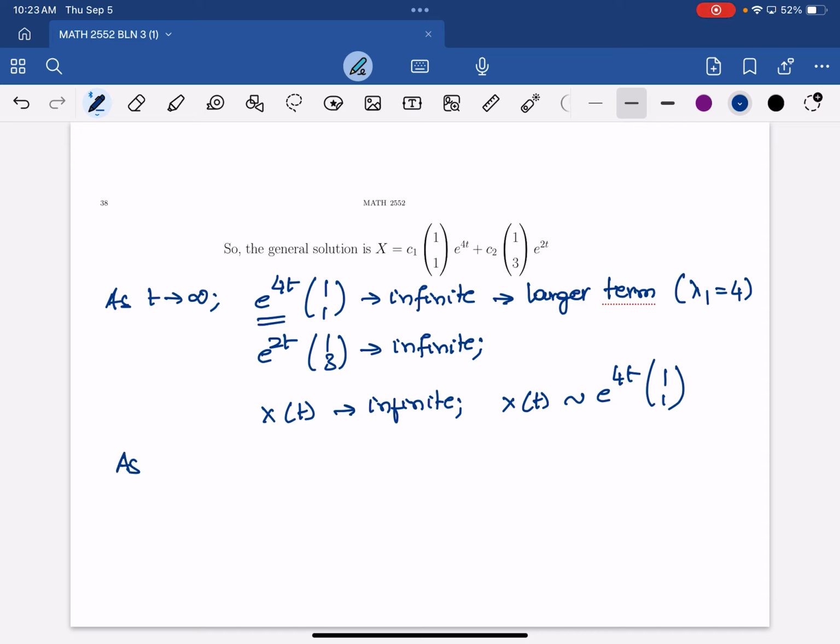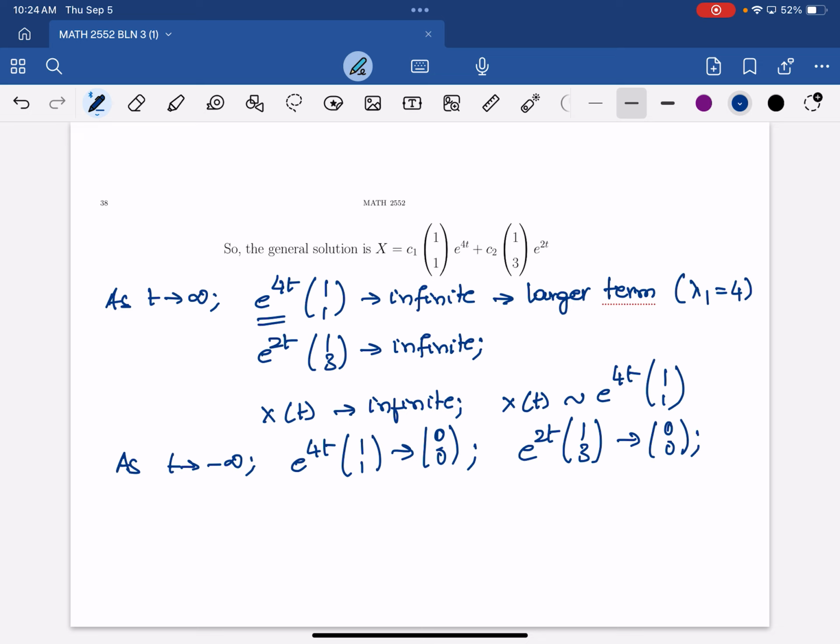Then as t goes to negative infinity, what do you think will happen to the e to the 4t (1, 1)? It goes to origin, right? Correct. Then what happens to e to the 2t (1, 3)? Origin, right? It goes to origin again. Do you agree with me on that? But what is the dominating term here? This is the dominating term, or the larger term. Do you agree with me on that?